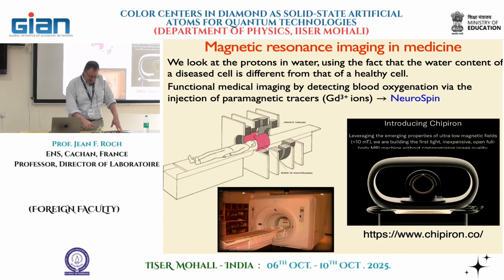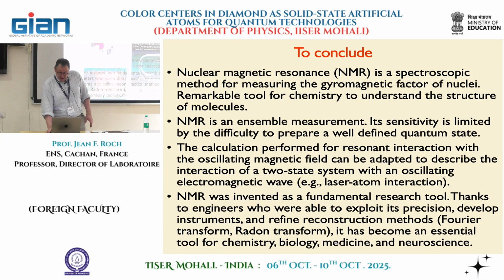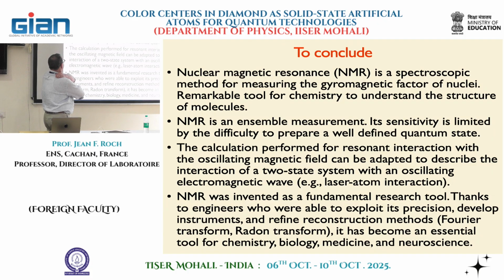Okay, so I would just like briefly to conclude the lecture for today, this morning and this afternoon. What I wanted to show, basically, is that NMR was first invented as a spectroscopy tool. It was used to measure the gyromagnetic factor of nuclei, and it has also been very successful for chemists to understand the structure of molecules. And this is certainly a very nice development. It has also been a very important tool for solid-state physics. I should have mentioned that. For instance, the first demonstration of superconductivity was obtained using NMR.